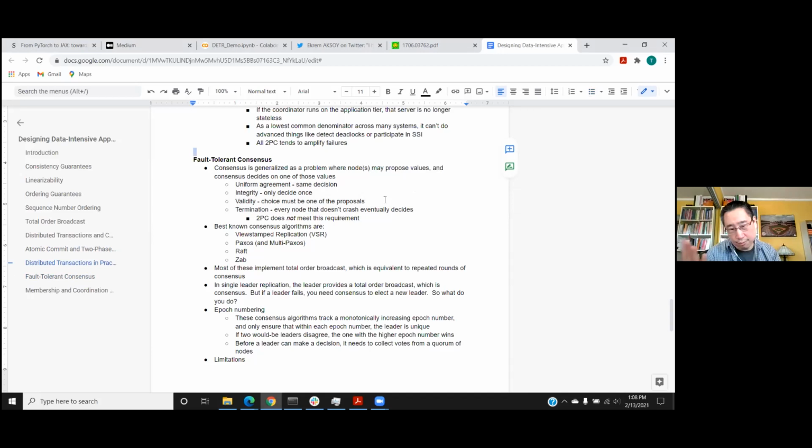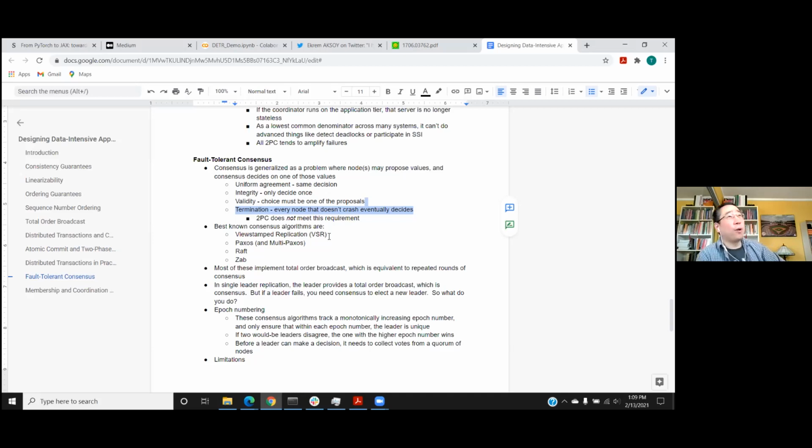Validity, technically you need this, and then termination. So these two just make sure that you actually make progress on real answers. You can't just say null, fail on every single thing. That's not actually a useful form of consensus. And so in particular, if you look at the two-phase commit, it does not meet the termination requirement of consensus.